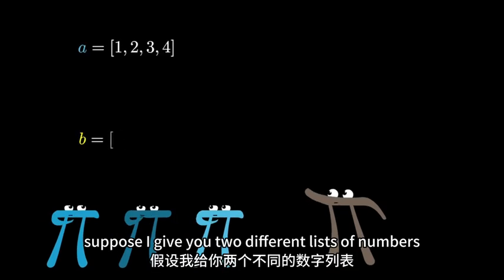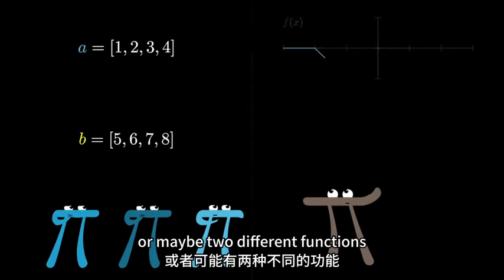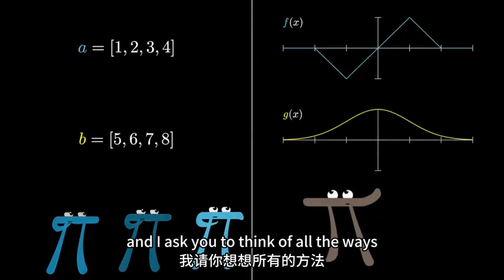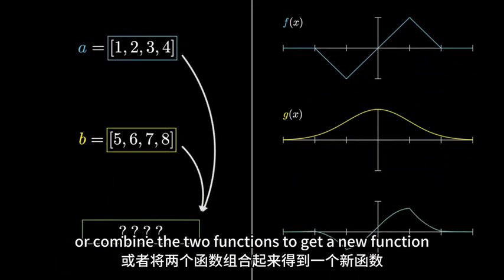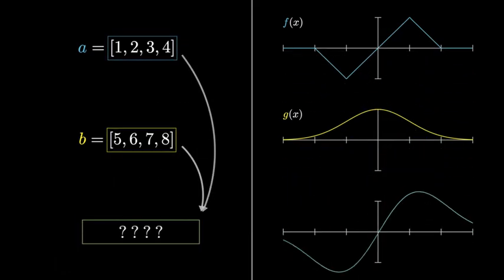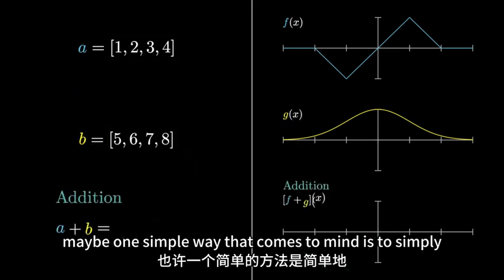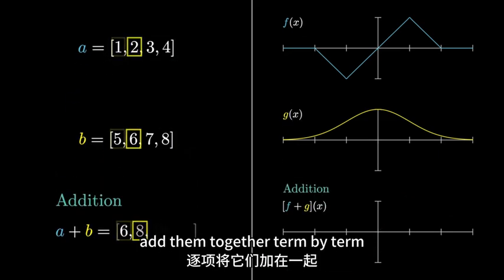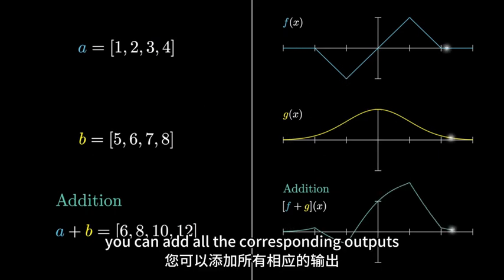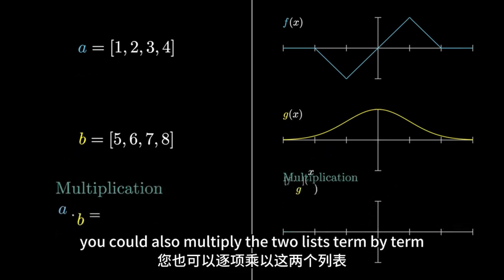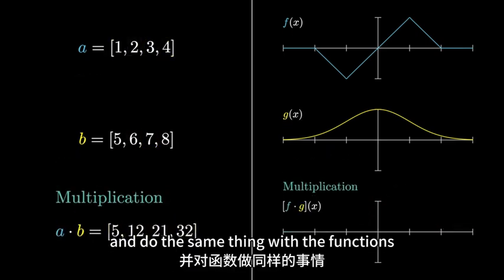Suppose I give you two different lists of numbers, or maybe two different functions, and I ask you to think of all the ways you might combine those two lists to get a new list of numbers, or combine the two functions to get a new function. Maybe one simple way that comes to mind is to simply add them together term by term. Likewise with the functions, you can add all the corresponding outputs.